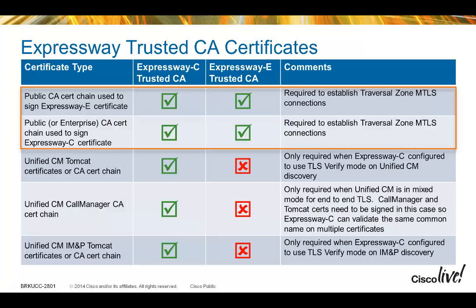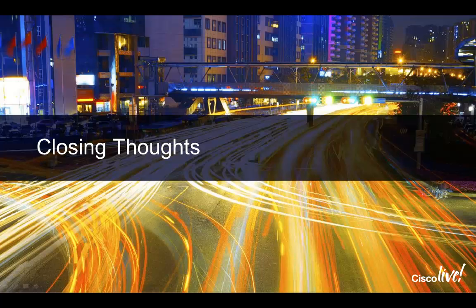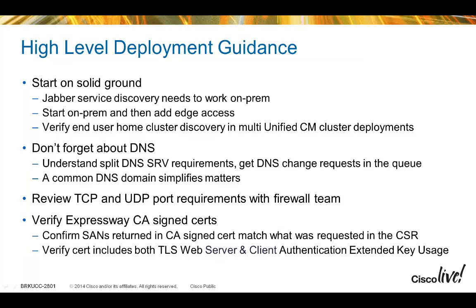Here's the chart of what you need depending upon your setup, what certs you need in each place as far as trusted CAs. Okay, so you always need to trust on the Expressway C and E each other's CA to get that mutual TLS connection up. The other ones are optional. There are some details about what you need on the Expressway C. All right, we are nearly at the end.